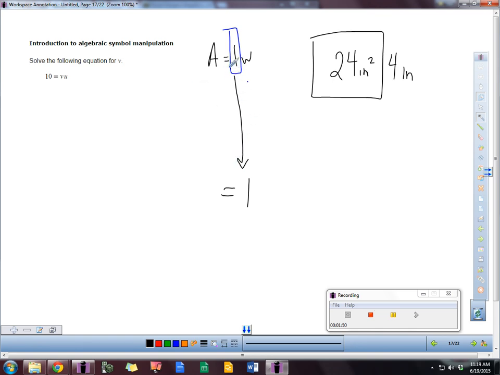Well, let's think about it. How is the W connected to what I want to isolate? It's connected by a multiplication. So if I divide that W out, it cancels on this side, and I'm left with A over W equals L. And that's the basic of this algebraic symbol manipulation.